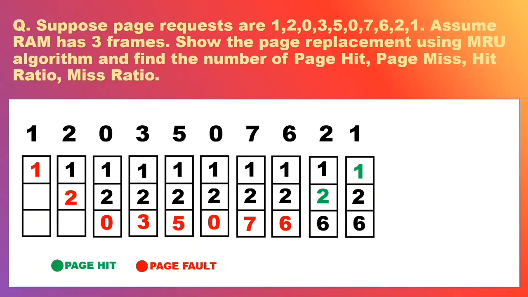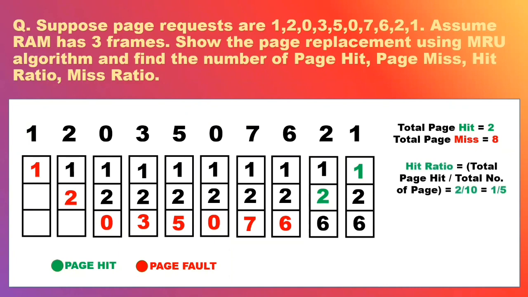So here we see that the total page hits are 2 and the total page misses or page faults are 8. Like in previous numericals, the hit ratio is total page hits divided by total number of pages, that is 2 by 10 or 1 by 5. And the miss ratio is total page misses divided by total number of pages, that is 8 by 10 or 4 by 5. Okay, so that is how the MRU page replacement algorithm works. I think you guys will understand it, and if you have any doubts regarding it, then you can comment in the comment box.